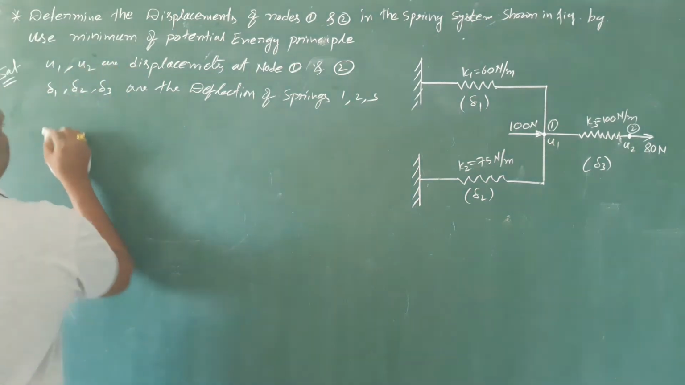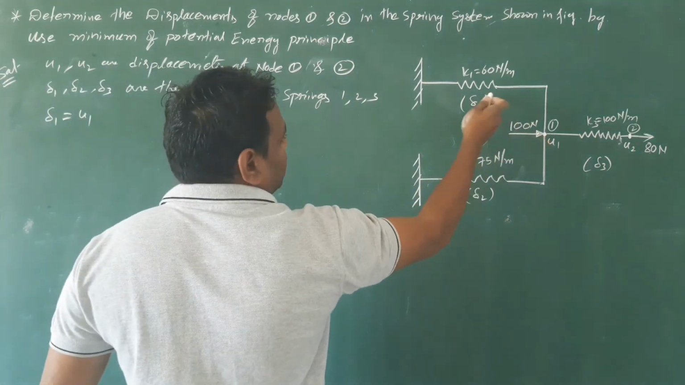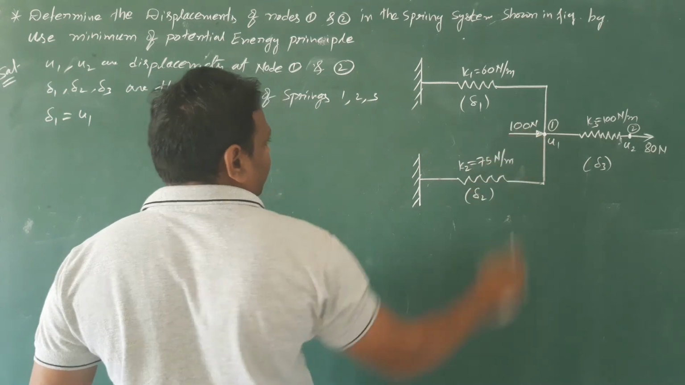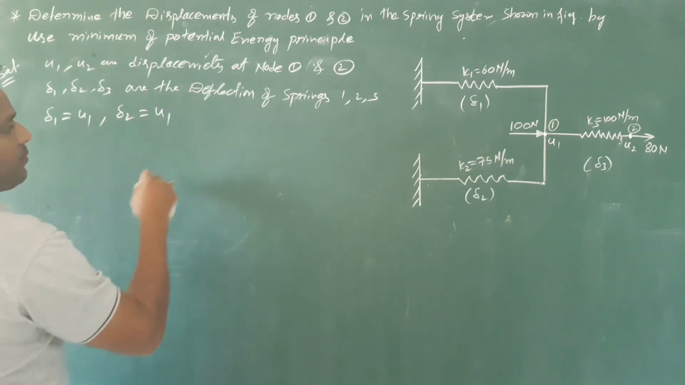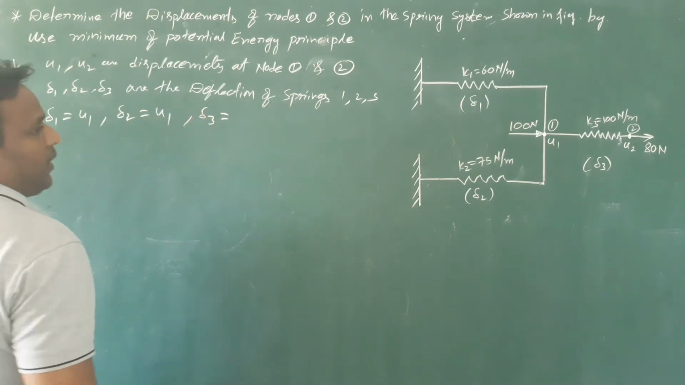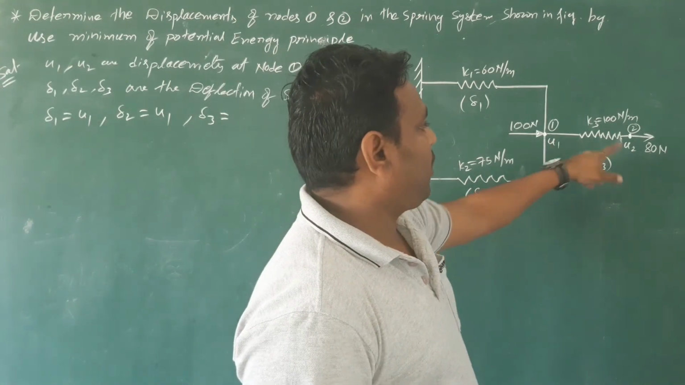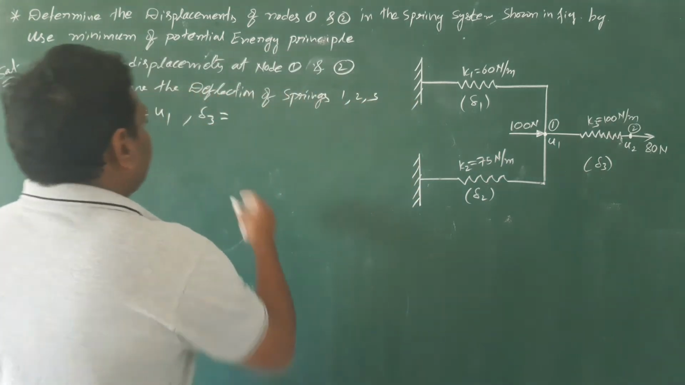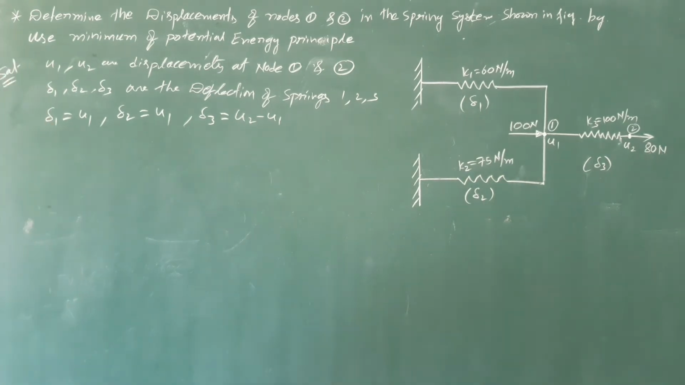So delta 1 is equal to U1, the displacement of node 1. Delta 2 is also U1. But delta 3 is in between U1 and U2, that is, we can write U2 minus U1. Now solve this entire equation.